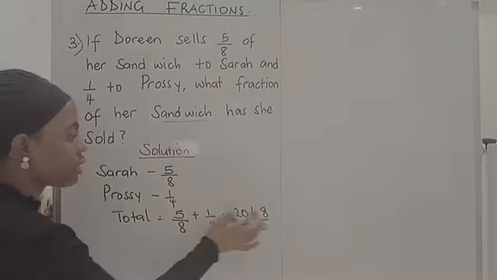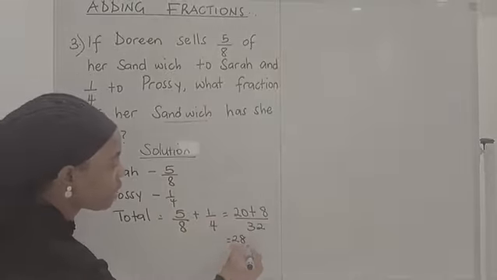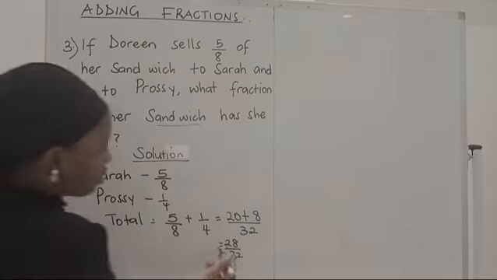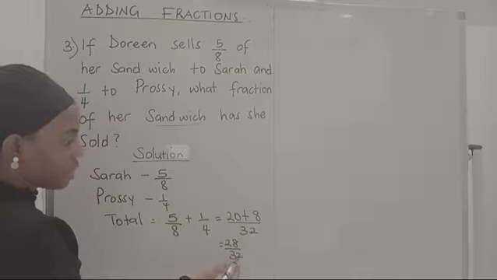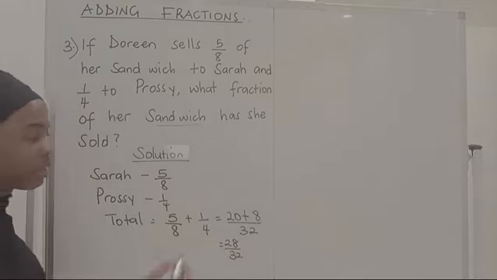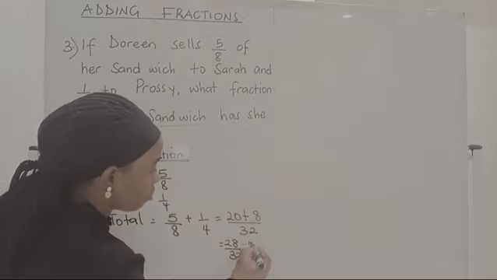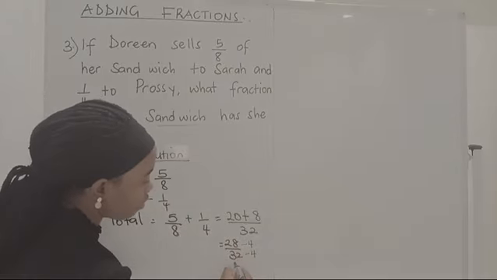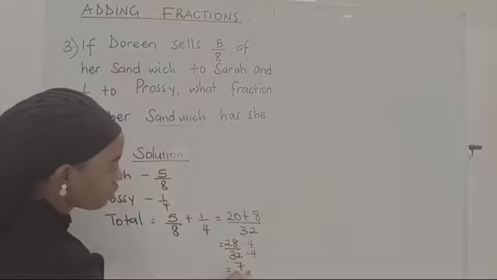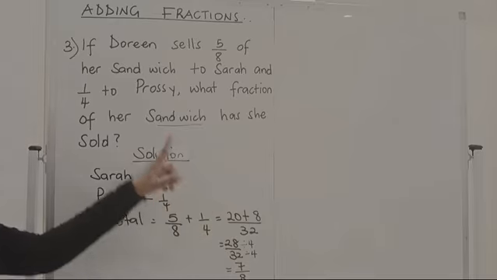Okay? Now, when you add 20 plus 8, this is going to be 28. So we have this 28 out of 32. When you look at this closely, there is a common divisor. Okay? So I'll divide the numerator by 4 and the denominator by 4. 28 divided by 4, you get 7. And 32 divided by 4, you get 8. Okay. So, Doreen has sold 7 out of 8 of her sandwich.